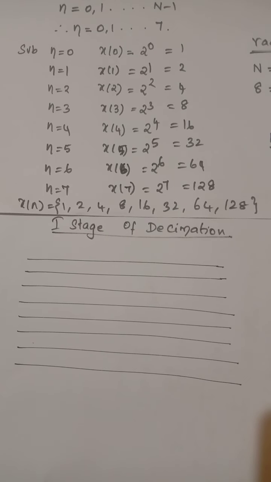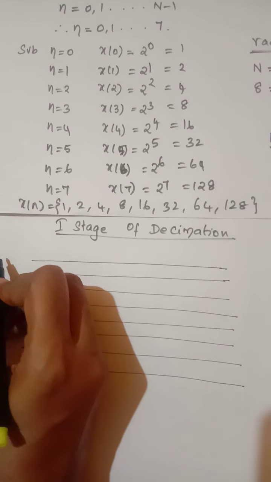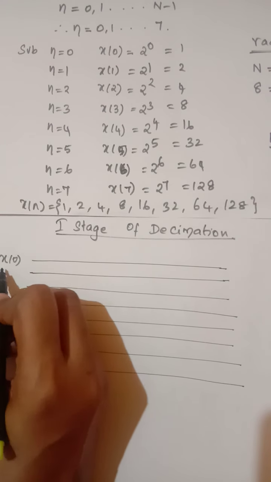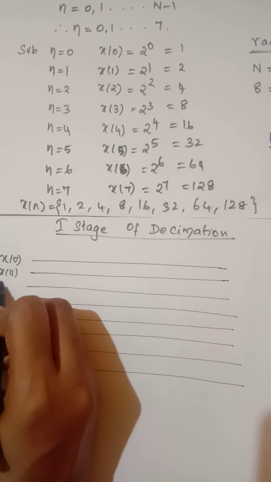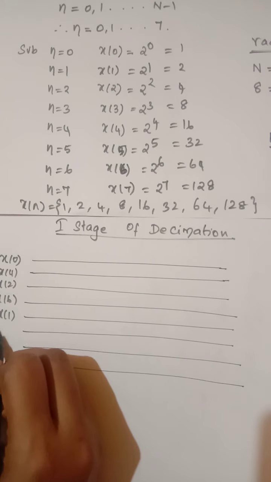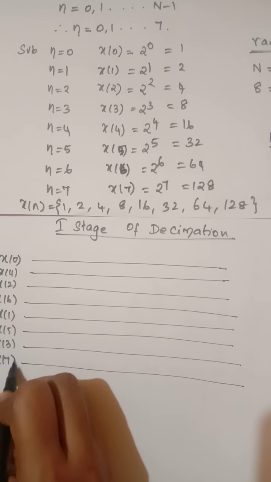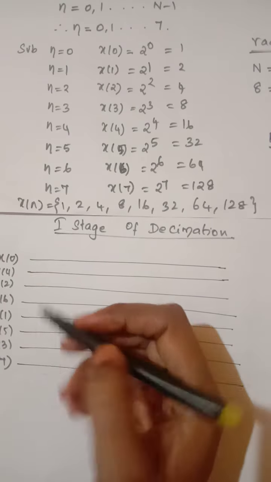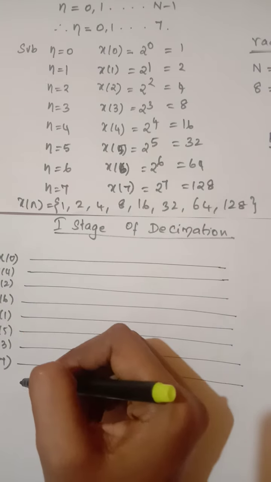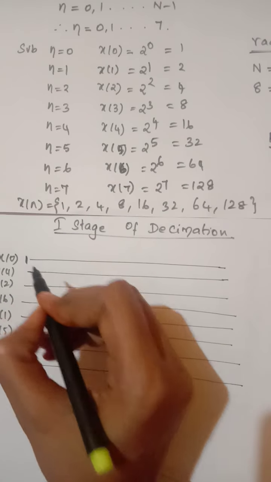In the first stage of decimation, first we need to write the input in bit reverse order. So what is the first sequence? This is x of 0, x of 4, x of 2, x of 6, x of 1, x of 5, x of 3 and x of 7. This is the order you need to write. Now we need to write the corresponding values as the input. So this is x of 0, right? So I'm going to write this as 1.